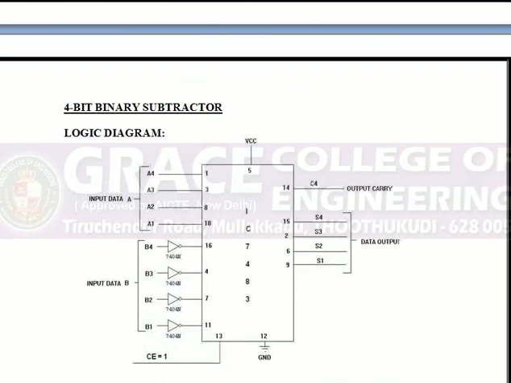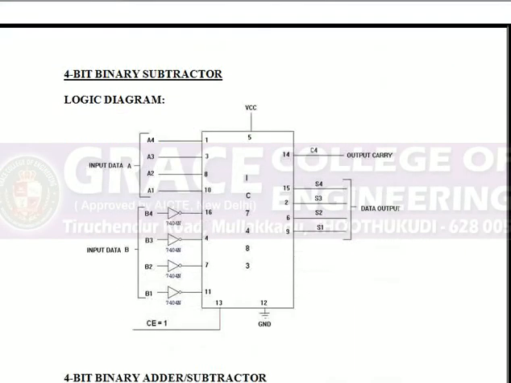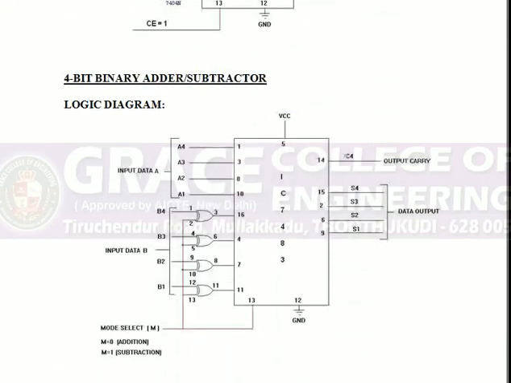In this way, there is a 4-bit binary subtractor. This is the circuit diagram, and then combining that adder and subtractor, that is the diagram of this. Let us implement this in the laboratory.